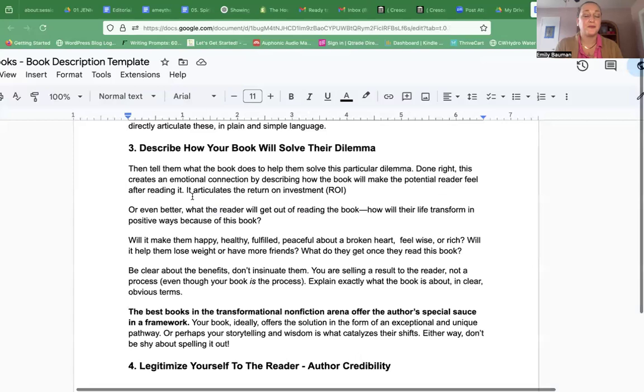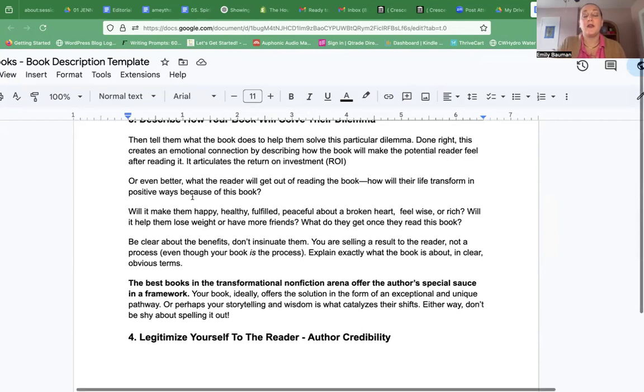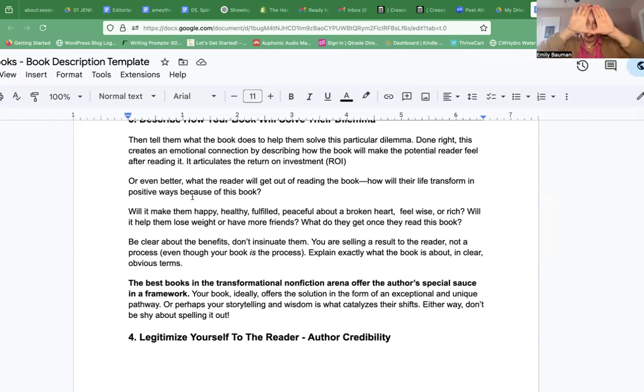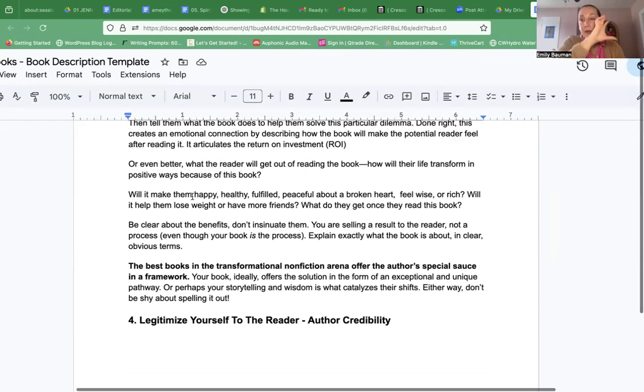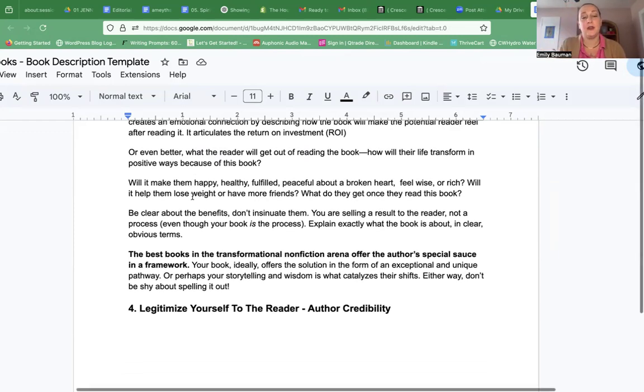Articulate it. And then we're going to talk about how the book solves their dilemma and what they're going to get out of it in bullet points. I really recommend you have bullet points because people like to read things in an F structure. So big up front and then make it get smaller, smaller, smaller. That's the best way for the way that people scan and read. So have the big text up front and then bullet points and then a light ending.